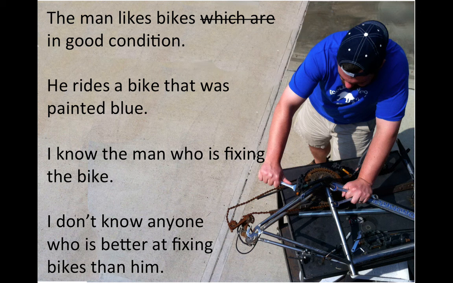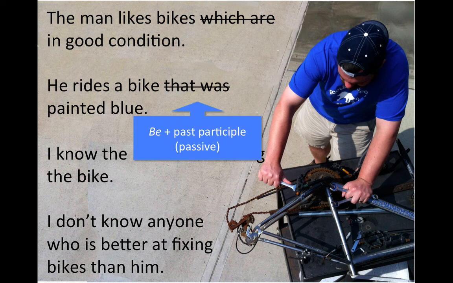Another example, he rides a bike that was painted blue. Here we have another be verb. In this case, the be verb plus the past participle form the passive. In this case, the relative pronoun and the be verb, which is an auxiliary verb, the main verb is paint or painted. In this case, the relative pronoun that and the auxiliary be verb can be deleted, leaving you with the sentence, he rides a bike painted blue.